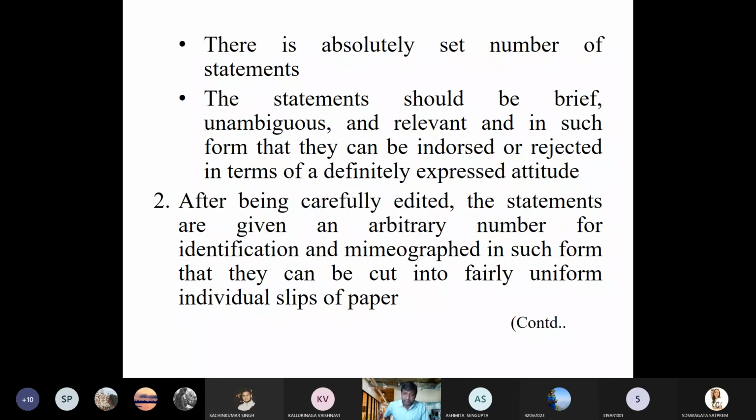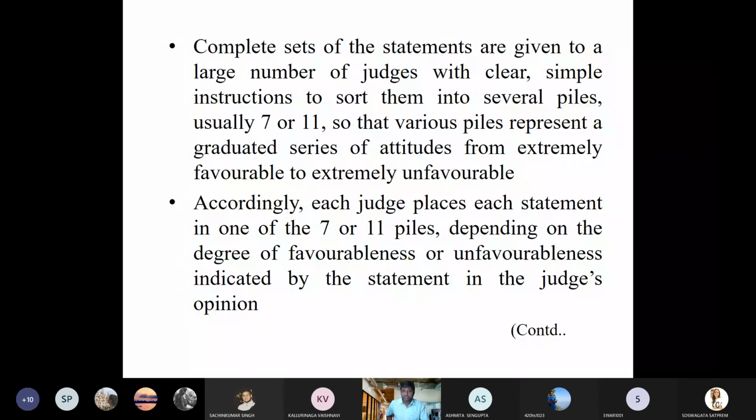The complete set of statements is given to a large number of judges with clear, simple instructions to sort them into several piles, usually 7 or 11, so that the various piles represent the scale. Generally, always take an odd number, either 5, 7, 9, or 11. It depends upon the topic and the things you are measuring. Based on that, people mostly prefer either a 7-point or 11-point scale. So you should be very careful about this.